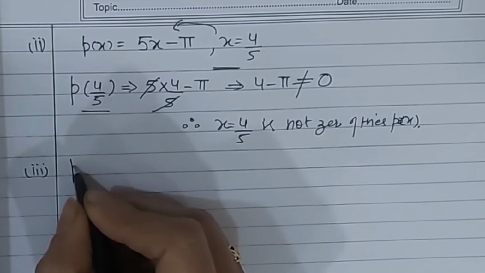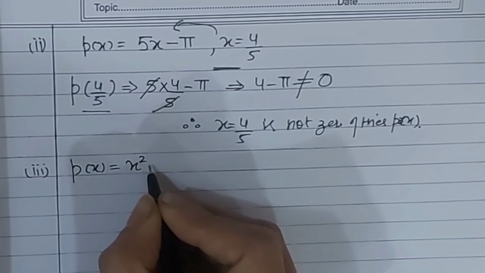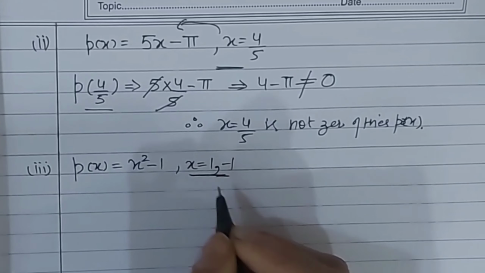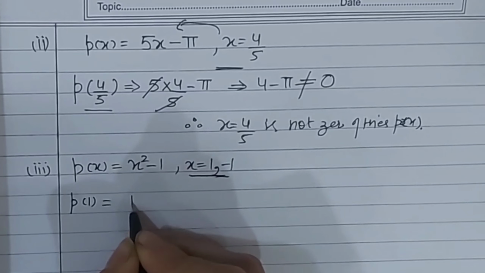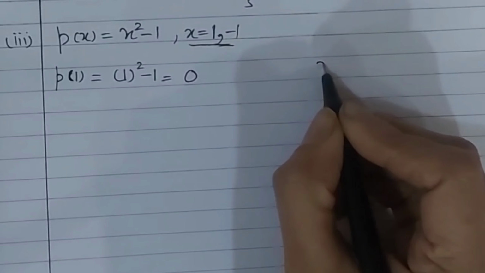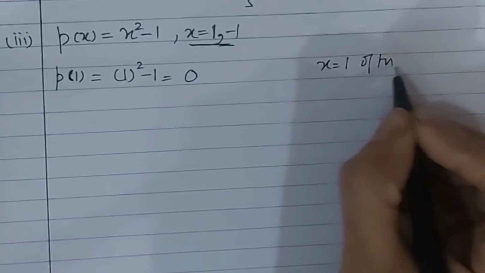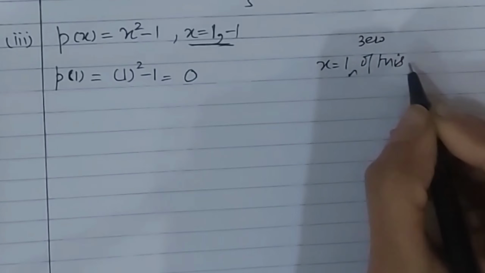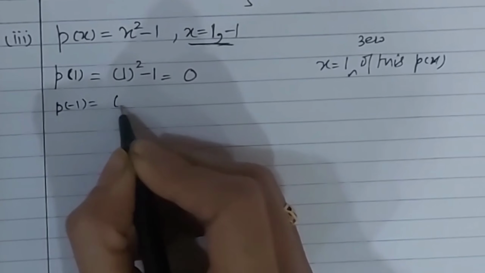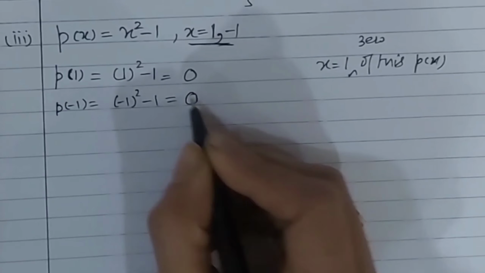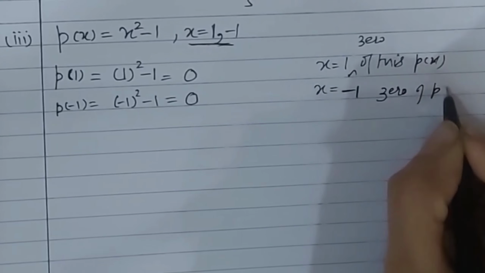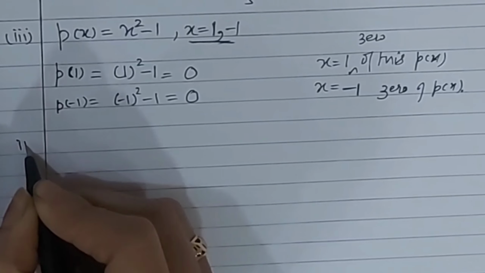Otherwise, it is not. Next, we have p(x) is equal to x square minus 1. And we have x is equal to 1 and minus 1. Two values of x. First of all, we'll find 1. 1 square minus 1, 0. So here, yes, x is equal to 1 is a zero of this polynomial p(x). Now we'll check for minus 1. Minus 1 whole square minus 1 is also again 0. So we can say x is equal to minus 1 is also a zero of p(x). Right, like this we have to do.